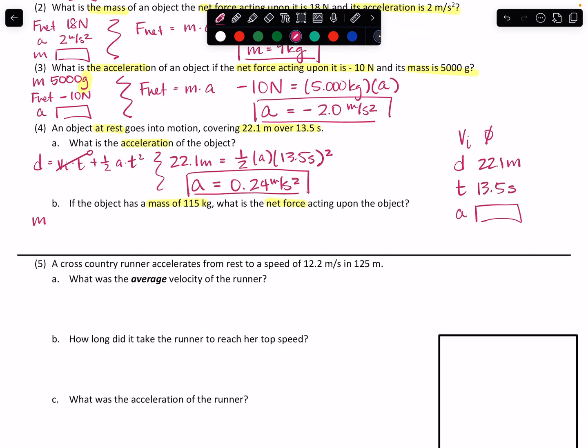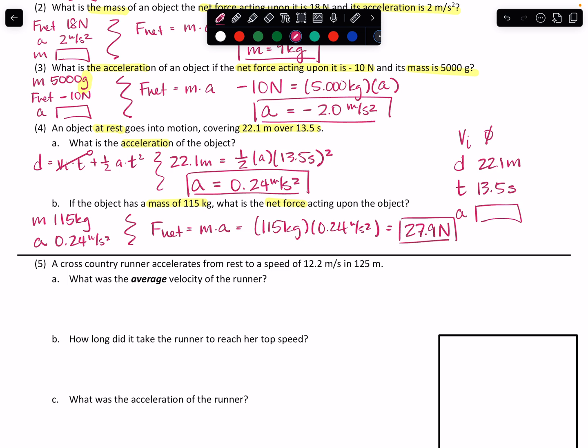All right, now we're going to utilize that acceleration for the second problem. So down here we're given a mass of 150 kilograms, and we already know our acceleration is 0.24 meters per second squared, and the problem asks us to find the net force. So we're going to once again be using Newton's second law, where that net force equals the mass times the acceleration. All right, so in this case, 115 kilograms times 0.24 meters per second squared, we're going to have a net force of around 27.9 newtons, or 28, depending on what you want to do, acting on this object.